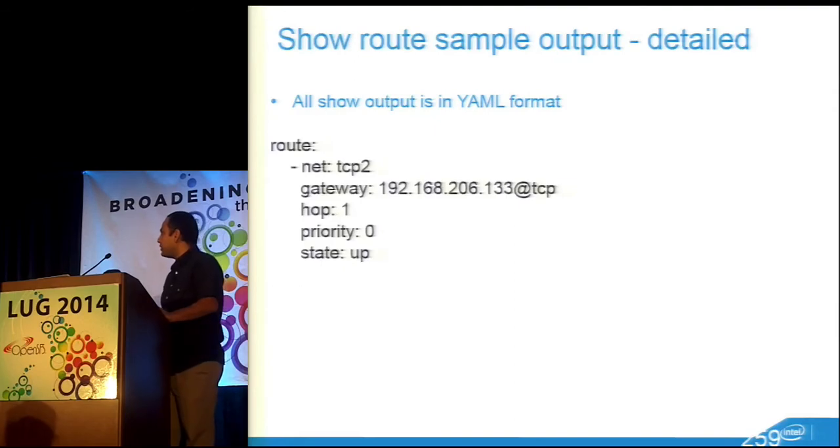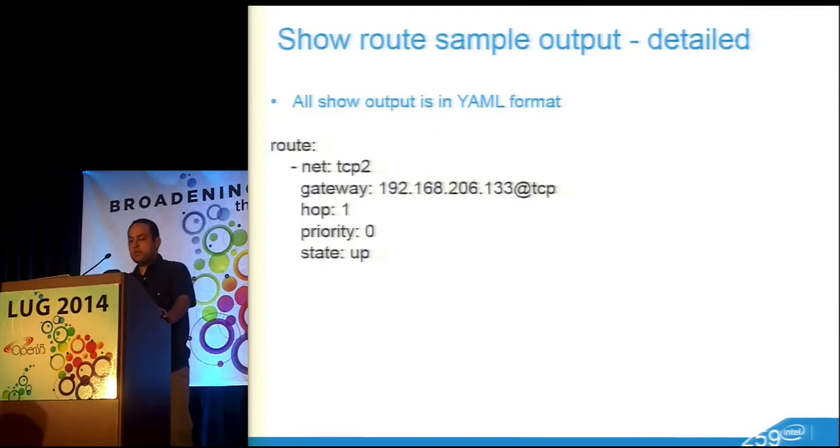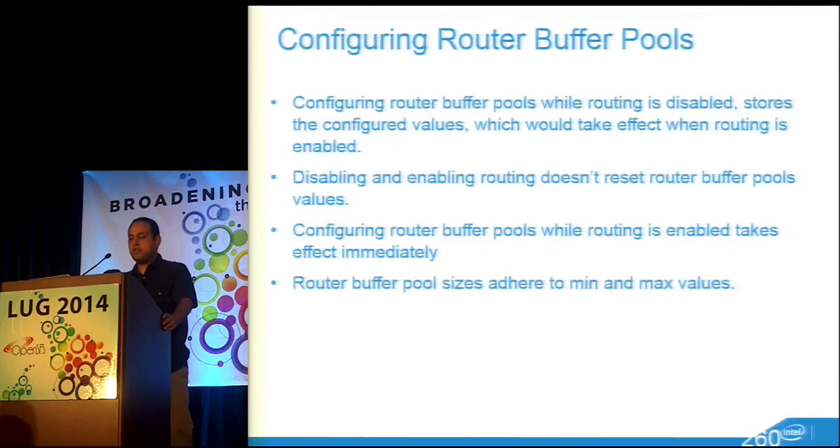Just want to talk quickly about configuring buffer pools, to describe the behavior when you configure a buffer pool. When you set a specific value for the tiny, small, or large buffers, if you don't have routing enabled at this point, the values get stored, and when you enable routing, the values get picked up automatically. If you disable and enable routing, it doesn't reset the values. It maintains whatever value you had specified previously.